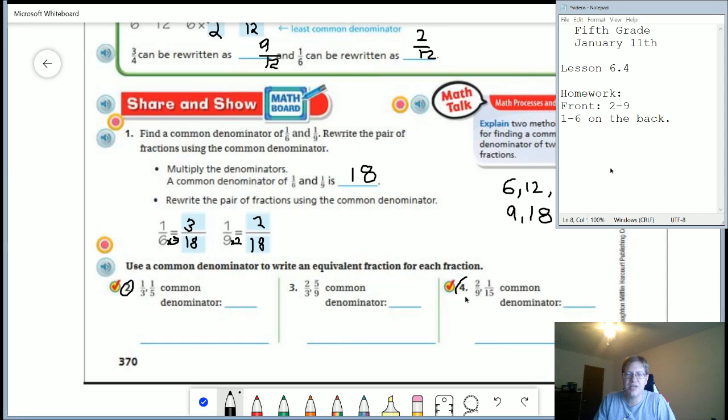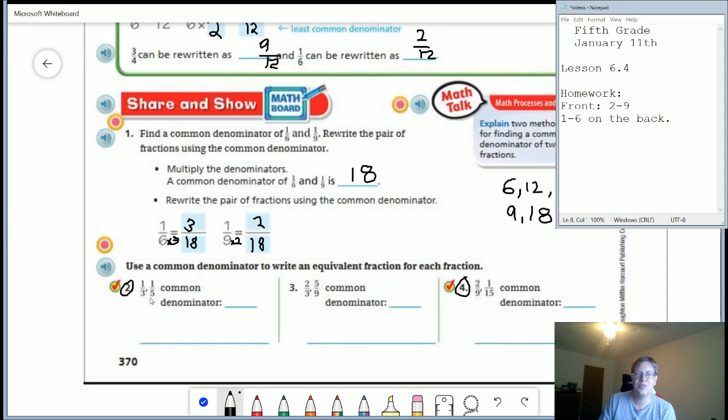So I would much rather us do number 2 and number 4. We are going to start by making a list. Let's do five groups of the larger denominator first, and then we are going to work with the smaller one, making a list to figure out what number comes first to give us our common denominator. And that will be a whole lot easier.